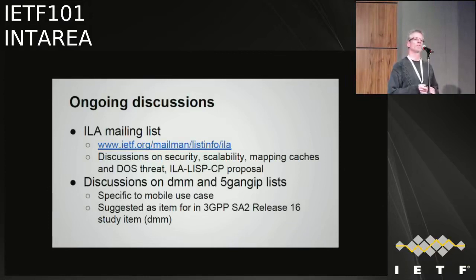A lot of the discussion gets down into security, scalability, mapping systems, and denial of service threats. Most recently, there's discussion on an ILA LISP kind of control plane. So the idea is to use a LISP control plane for ILA. That's pretty promising. There have also been some discussions on DMM and the 5G and IP lists. Those discussions tend to be more specific to the mobile use case. I would point out that ILA is trying to be generic, but mobile is one of the use cases. Data center virtualization and network virtualization are some of the others. We're also looking at the 3GPP study item. Perhaps ILA could be part of that solution.